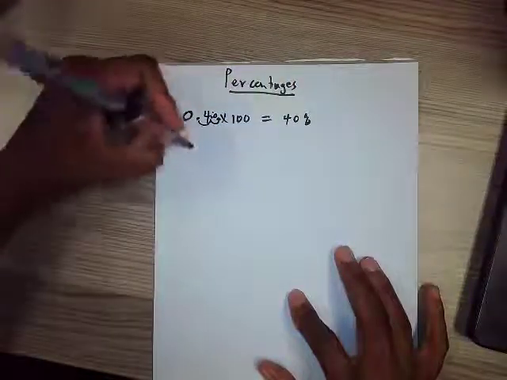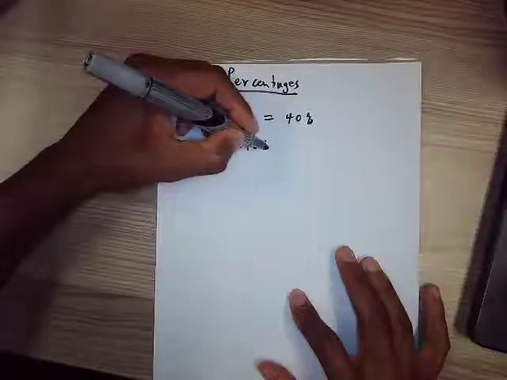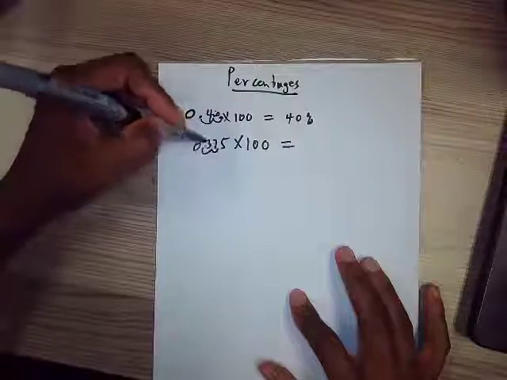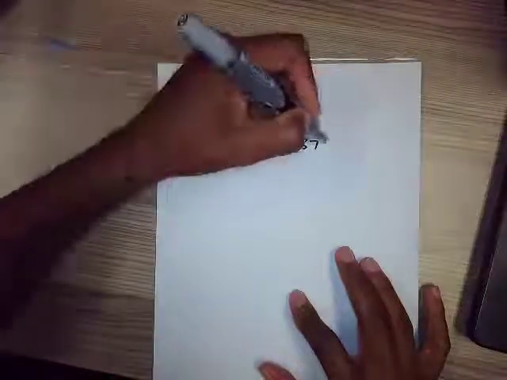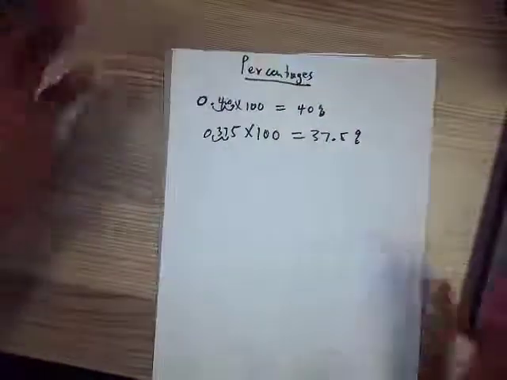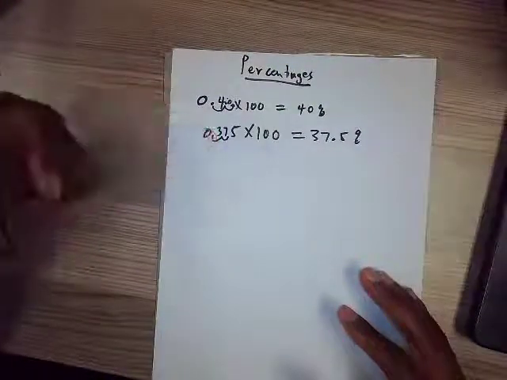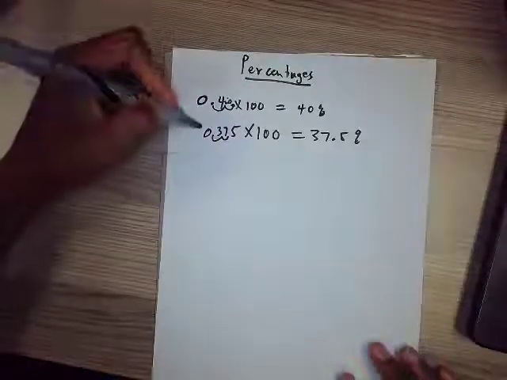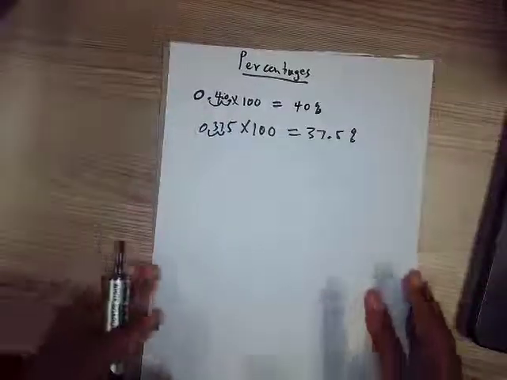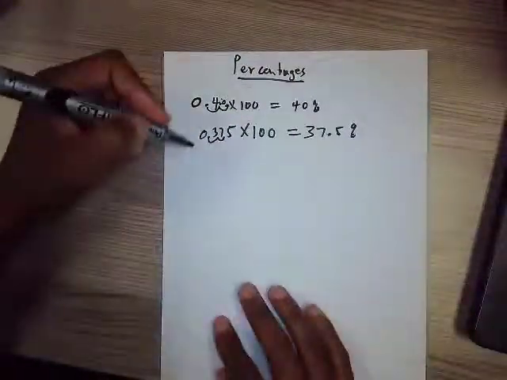So any decimal number, 0.375, it's the same concept, right? 1, 2. So 37.5. That's 37.5%. That's how you turn decimals into percentages. But that's not what I made the video for. I wanted to show you something interesting.